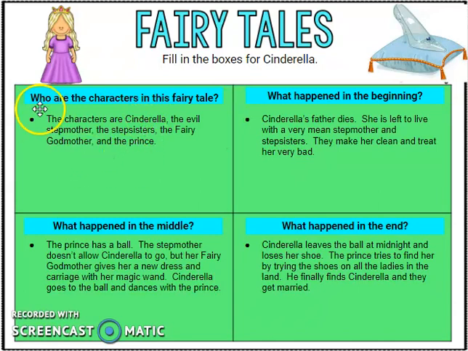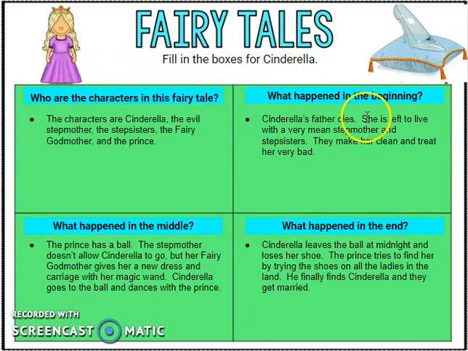So the first question is, who are the characters in this fairy tale? We expect answers to be in complete sentences with capitals and periods. The answer to who are the characters in this fairy tale, we put the characters are Cinderella, the evil stepmother, stepsisters, the fairy godmother, and the prince. Remember, a great tip is to restate your question in your answer. So if the question is, who are the characters? I can say the characters are to help me get a complete sentence.